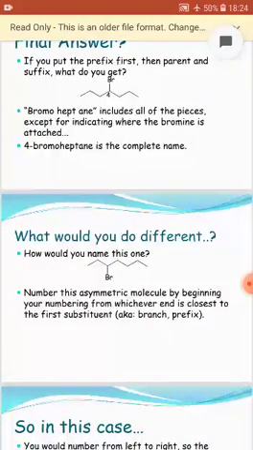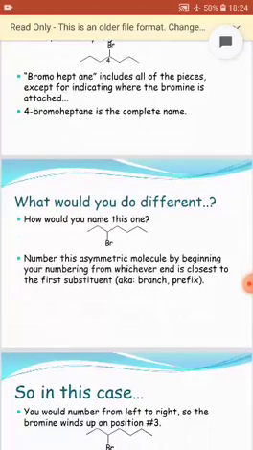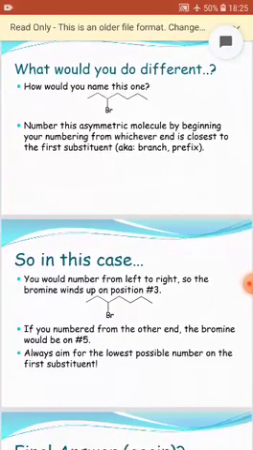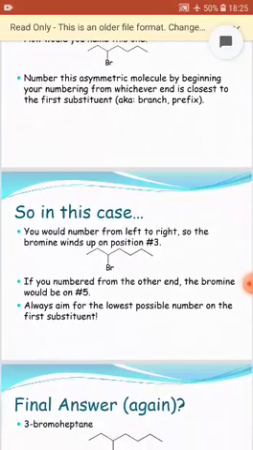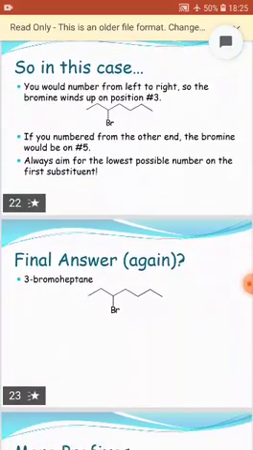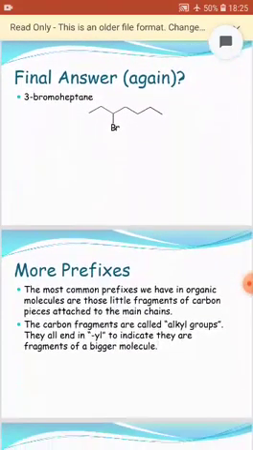How would you name this one? The numbering of this asymmetric molecule: begin your numbering from whichever end is closest to the first substituent, ठीक है, ब्रांच है, प्रीफिक्स है. So in this case, तो you would number from left to right. So the bromine ends up on position 3. If you number from the other end, the bromine would be on 5. So always aim for the lowest possible number on the first substituent. So final answer 3-bromoheptane.